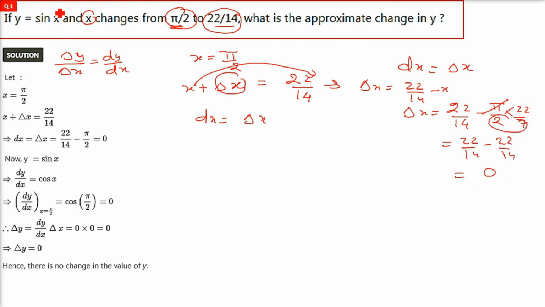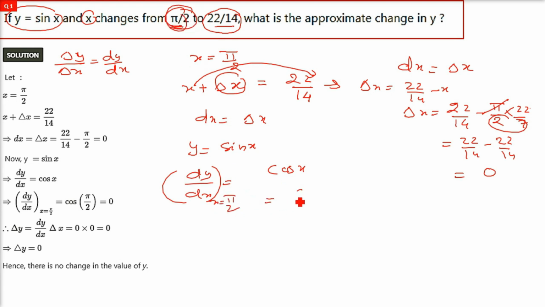Delta x is 0. Now let us come to the function y is equal to sin x. First we have to do the differentiation, that is dy by dx. Differentiating sin x gives cos x. Now we have to find the value of dy by dx at the initial value of x. What is the initial value of x? Pi by 2. So you have to find cos pi by 2. What is cos pi by 2? Cos 90 degrees is 0.